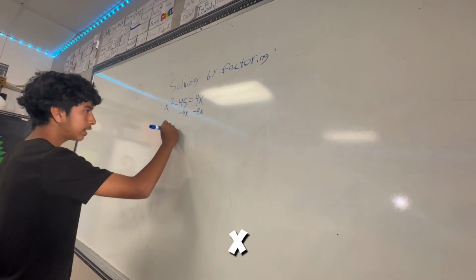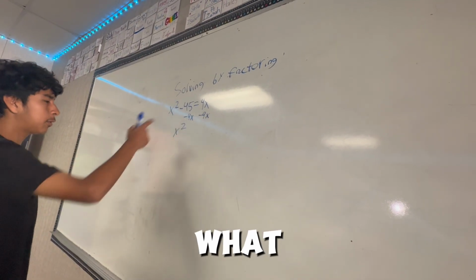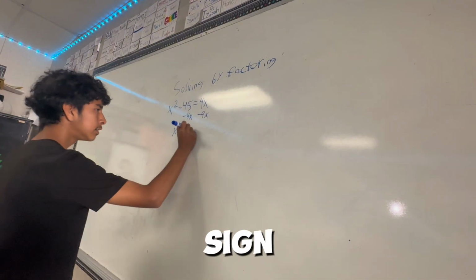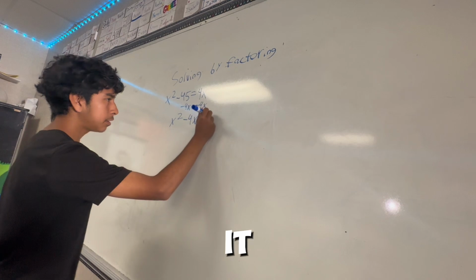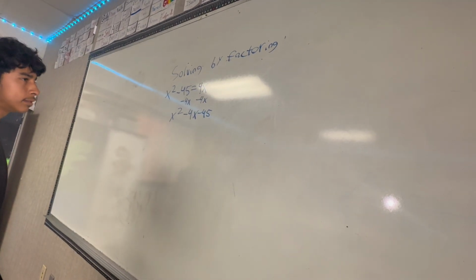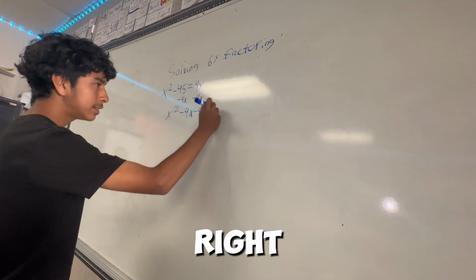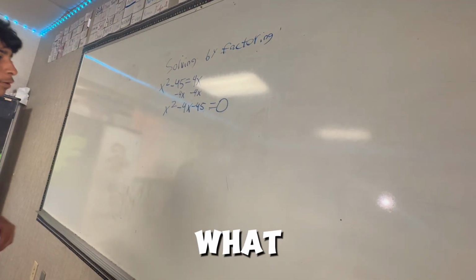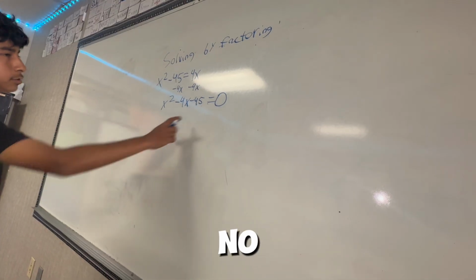So then just bring down the x squared. And you could put this before this. It doesn't matter what order, it's the same thing, as long as you have the right sign. So I'm just going to do minus 4x minus 45, just so it can be in standard form. Instead of having minus 45 minus 4x, it's just better. Now the right side equals 0, so that's exactly what we want. Now we have to take out the GCF. As you can see, no GCF.